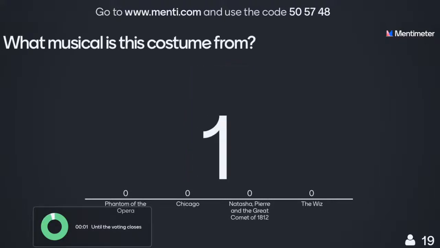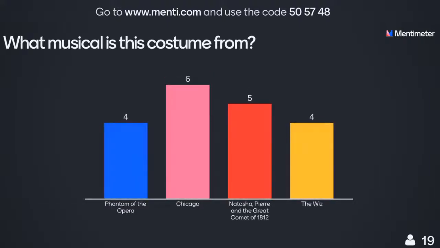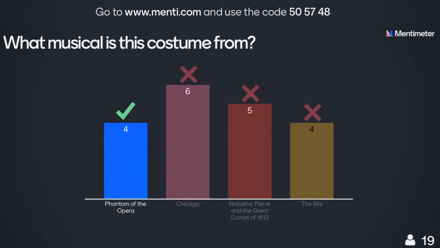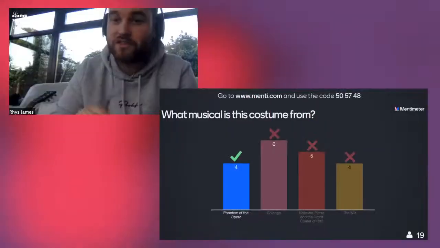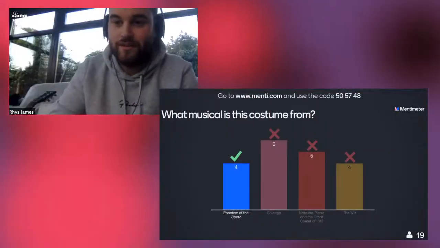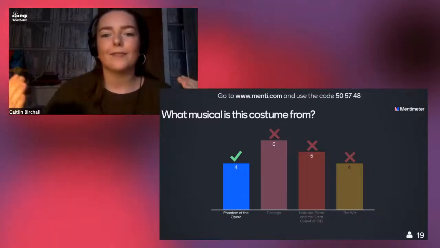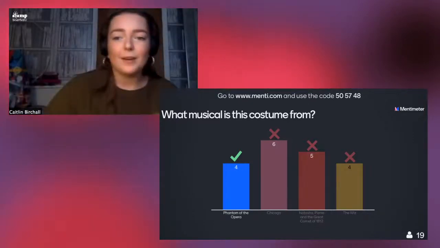If you can't actually see the answers, just scroll down to the bottom of the screen and hopefully they should come up. But here is what everyone went for. Only four people went right with Phantom of the Opera, but this is actually a costume from the opera in Phantom of the Opera. That's correct. So it's not actually from the story of Phantom of the Opera. Emily's put a little red herring in there.